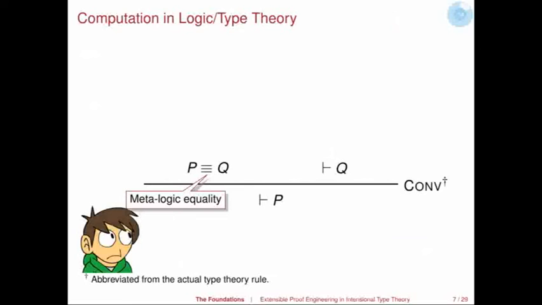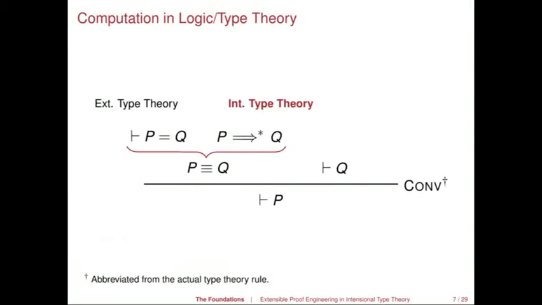So what does this look like? The source of undecidability in these logics is this conversion rule. Thinking about what this says, it says, you can prove P on the bottom if you can prove Q and P is in some sense equal to Q. This is a meta-logic equality. And in the extensional world, this equality is just provable equality. So if any two things are provable in the logic as being equal, then they're considered equal and you can use this rule.